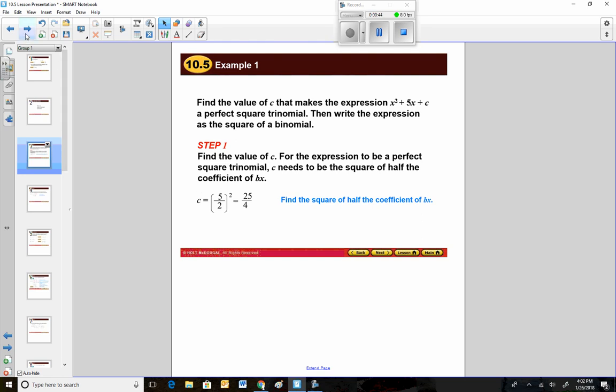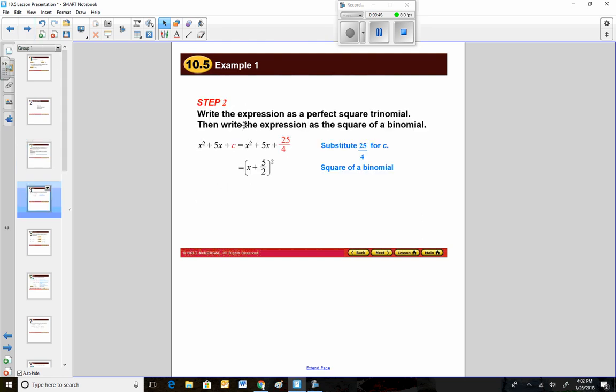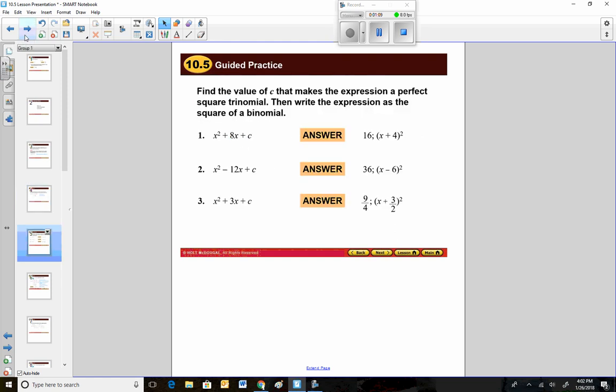Let's take a look. So we now write x squared plus 5x plus 25 over 4. Now our answer to this will be pretty simple. The square root of x squared is x, and then remember that 5/2? That's what we write right there. So x plus 5 over 2, quantity, squared. Let's look at another question.